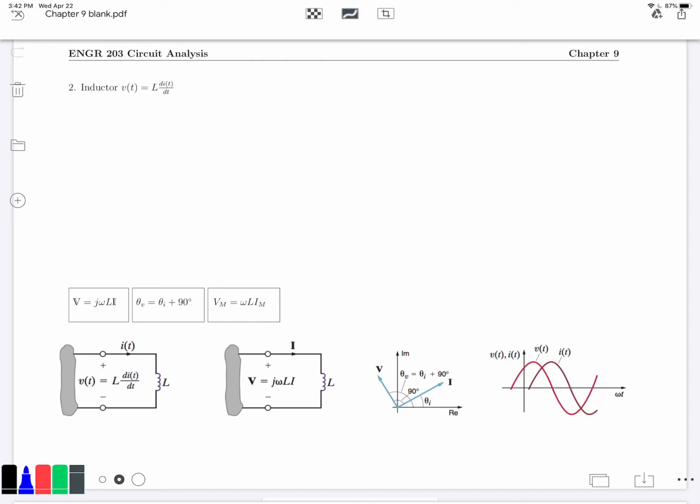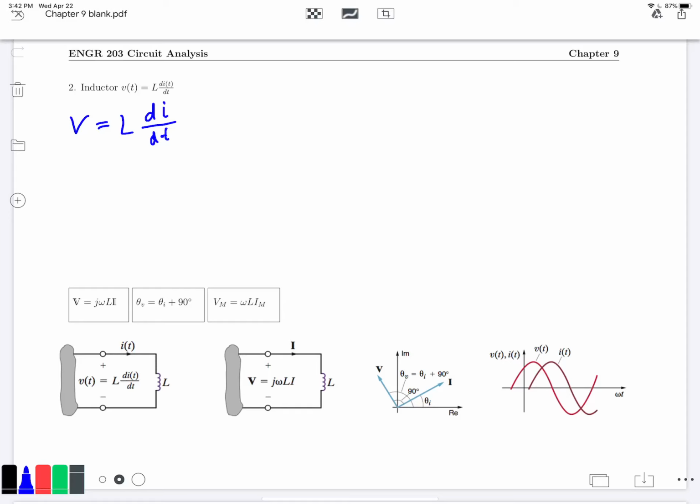Ourselves to looking at how you do the phasor version for an inductor, and this is going to be a bit more involved here. Now we see that V is equal to L di/dt in the regular time domain, and we want to convert this to phasors here. So we need to see how this is going to work.